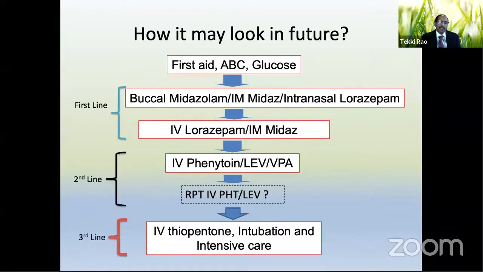Now, how it may look in future. Buccal midazolam may remain the choice. However, some people may start thinking about intramuscular midazolam or intranasal lorazepam. Still, they seem to be equally effective. Followed by, once the child is in the hospital, IV lorazepam or IM midazolam could be added. Second line drugs, even though phenytoin has been there, now we could add either levetiracetam or valproate as possible choices within your units, or national protocols might have to change.